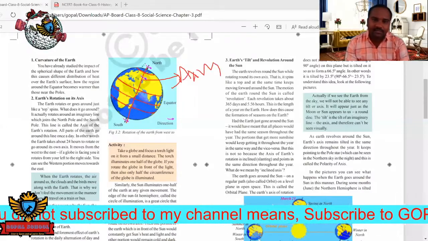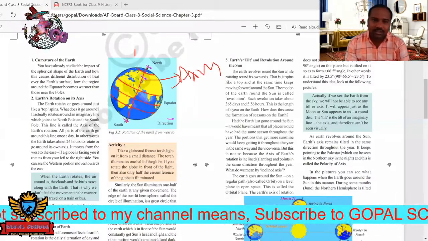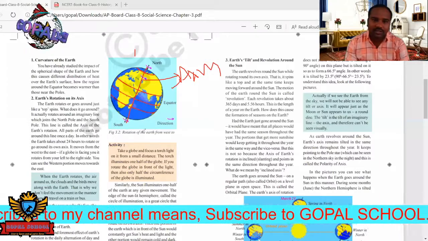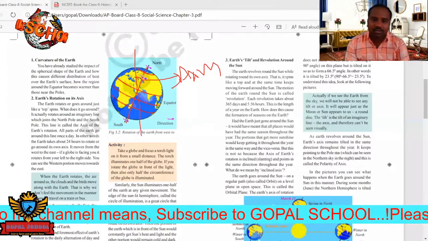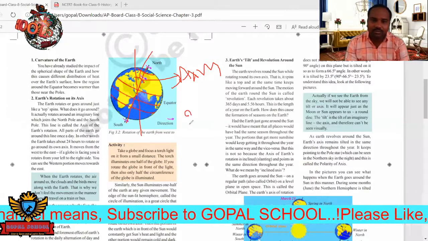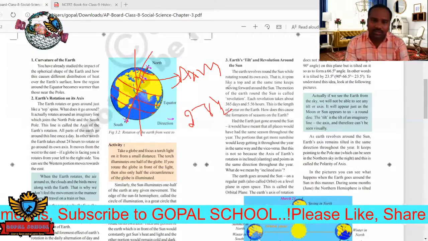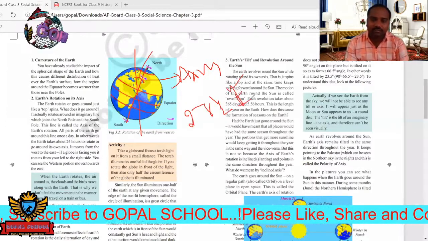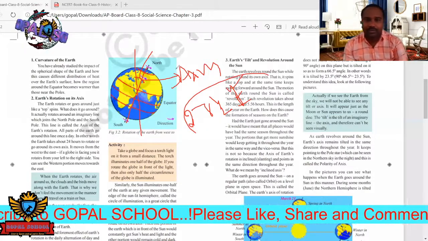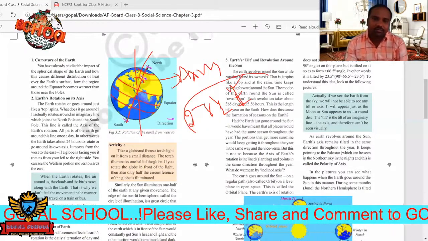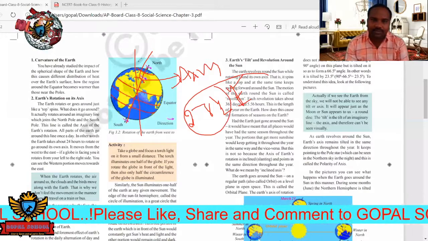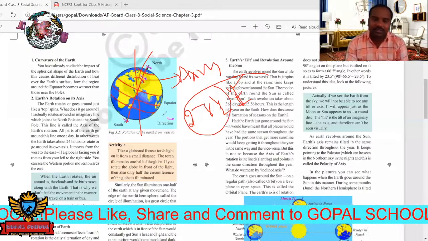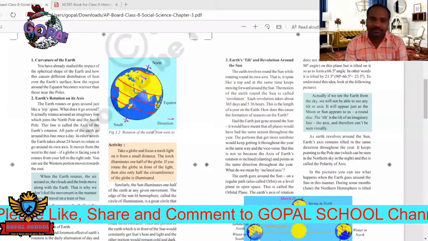So from this axis we can come to know that the earth is tilted. If you draw a straight line like this, here how many degrees it is tilted means it is about 23.5 degrees towards the east side. Okay, so due to this tilting only we are getting the seasons. If there is no tilting of the earth, we can't get the seasons.